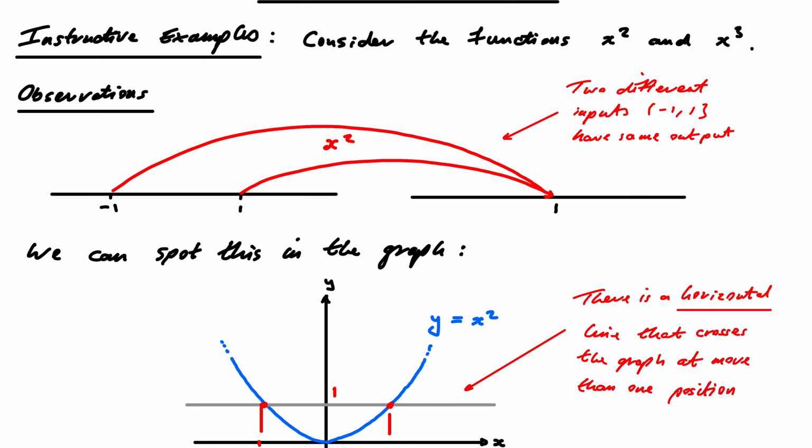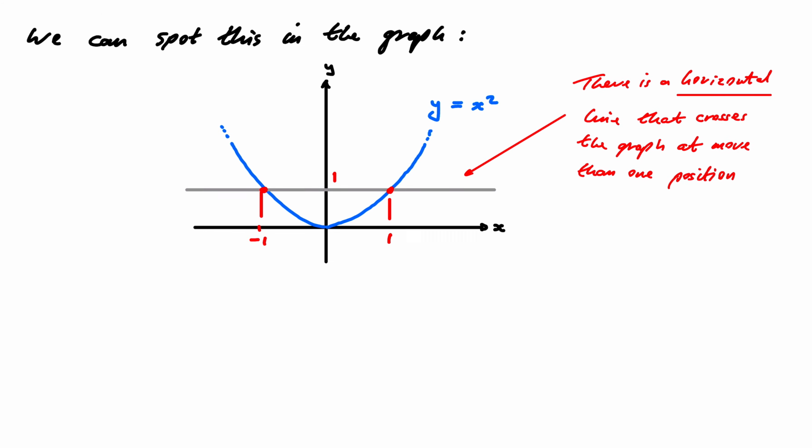So what about this guy? Well, if I take x cubed and go through the same kind of story. So for x cubed, if I draw a number line, or 2 number lines as always, an input and an output if you want.